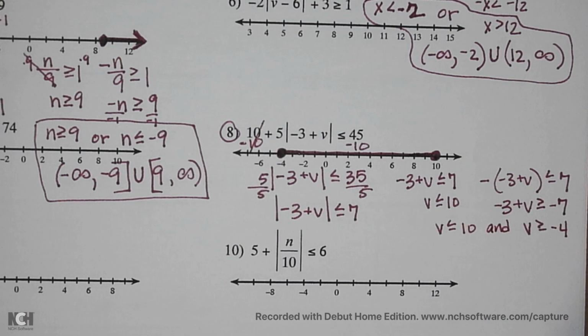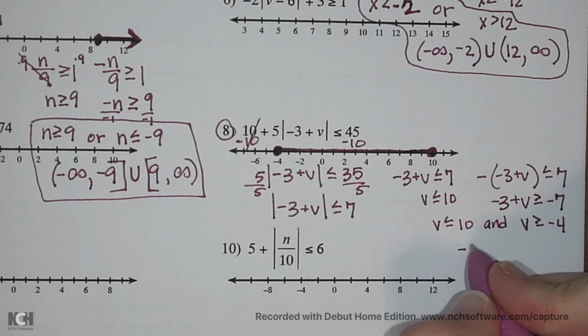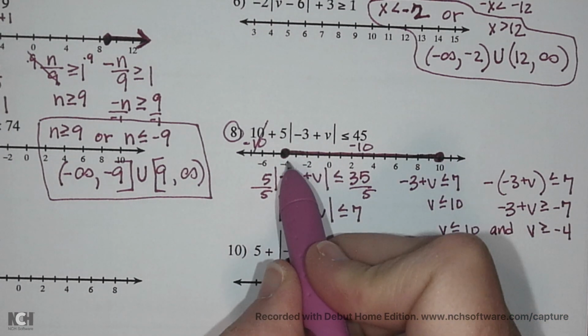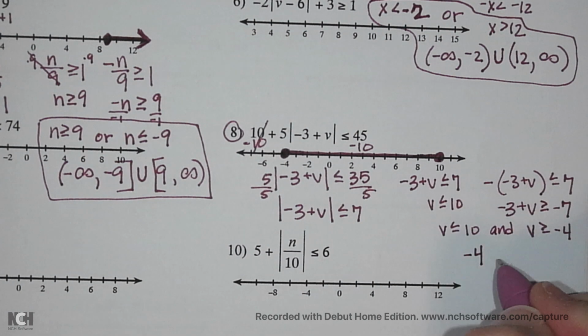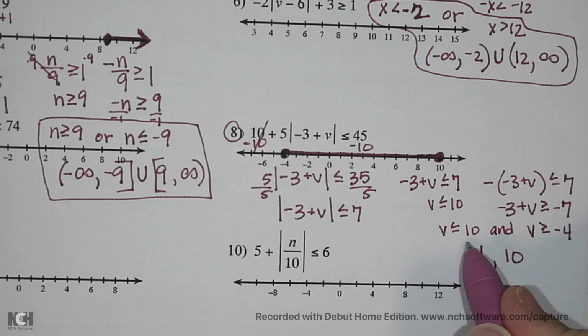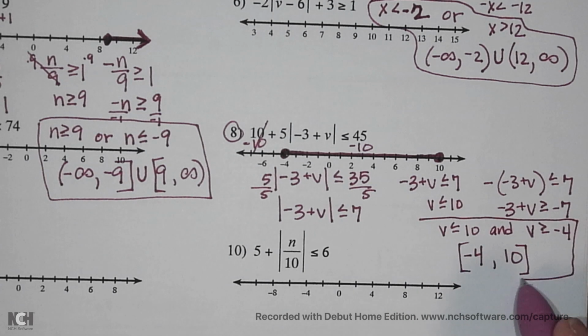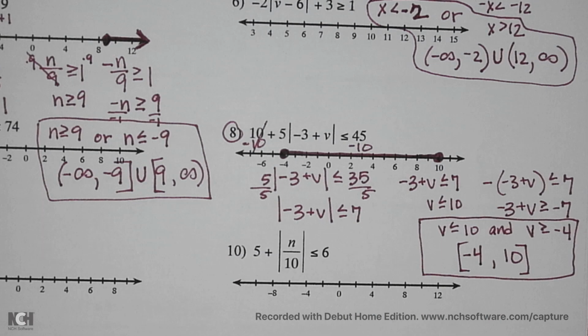And now one step left, interval notation. So the low end is going to be -4. And the high end is going to be 10. And where we have closed dots, that means we need brackets. So do your brackets. And voila, we are done.